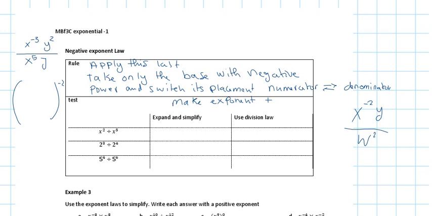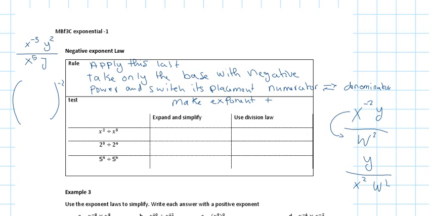Can I multiply, add, do anything to the exponent? No, because they're all separate bases, right? They're all different bases. Because the x has a negative exponent, I bring the x to the denominator, and that becomes y over x squared w squared. So you change its placement from the numerator to the denominator, and you make it a positive exponent. But I would do this at the end, when I can't do anything anymore.